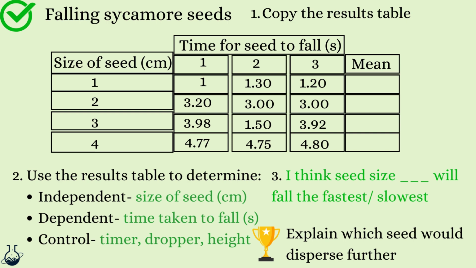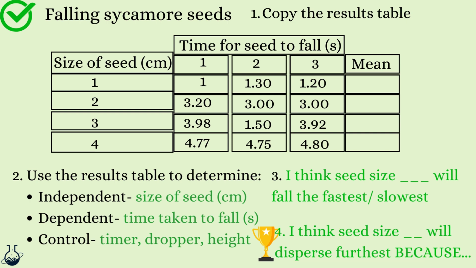However, as a prediction, we might look for something like this, that uses the variables and suggests an outcome. For example, I think seed size something will fall the fastest or slowest. And finally, the challenge, which encourages you to use your knowledge from other areas in science to come up with an explanation, which means we want to use the word because. For example, I think seed size something will disperse the furthest because, and this will be followed by an explanation using your scientific knowledge to back up your reasoning.